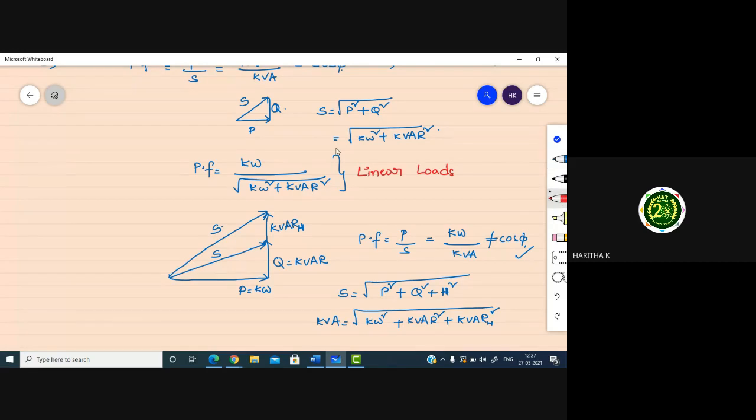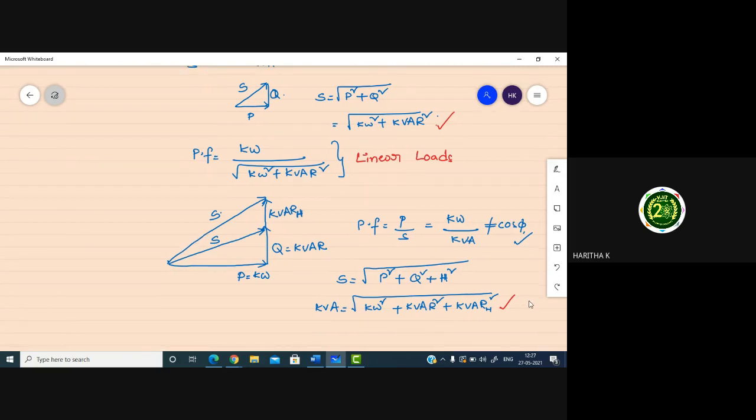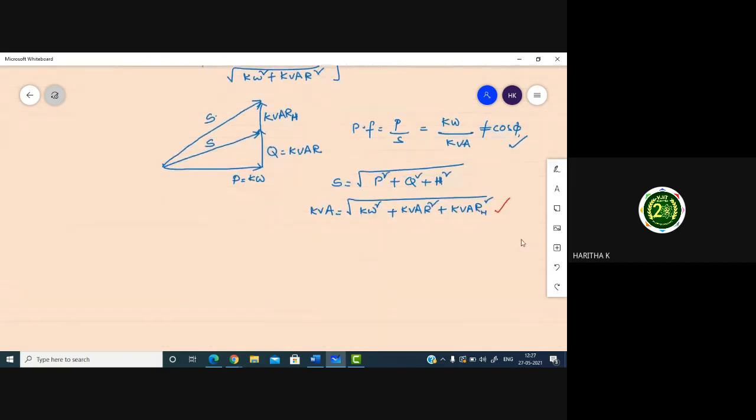You can observe the apparent power in case of linear loads and non-linear loads. This is in case of linear: it is the square root of kW square plus kVAR square. But here it is kW square plus kVAR plus kVAR H, whole square. So now the true power factor in case of non-linear loads is the product of displacement power factor and distortion power factor.